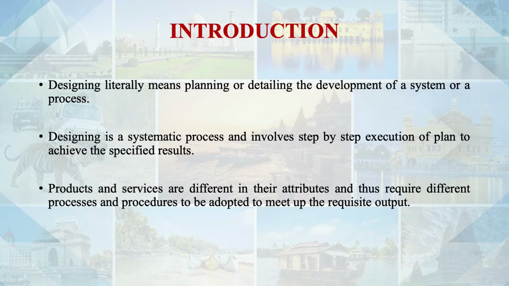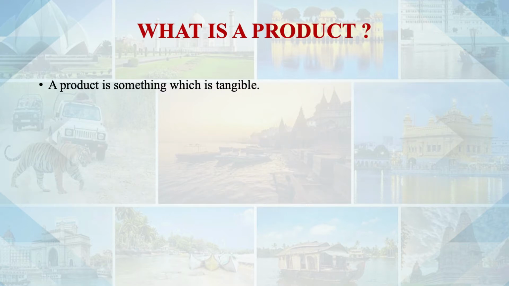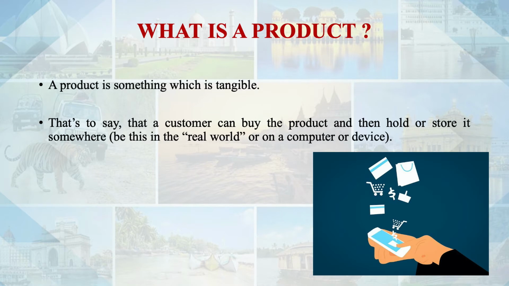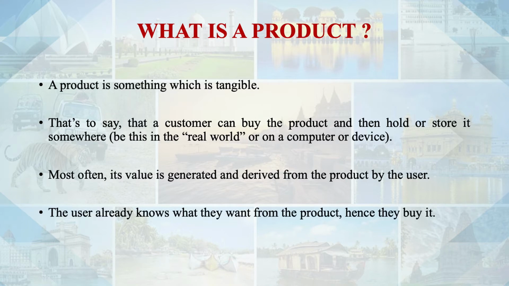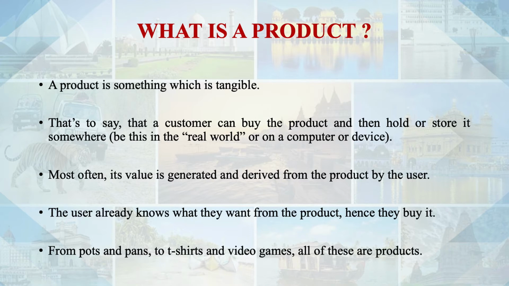Now you might be having this question: what is a product? A product is something which can be touched, which can be seen and can be tasted. Therefore, a product is a tangible object. That's to say that the customer can buy the product and then hold or store it somewhere, be this in the real world or on a computer or a device. Most often, its value is generated and derived from the product by the user. The user already knows exactly what they want the product for. Hence, they buy it. From pots and pans to t-shirts and video games, all of these are products and these are tangible in nature.